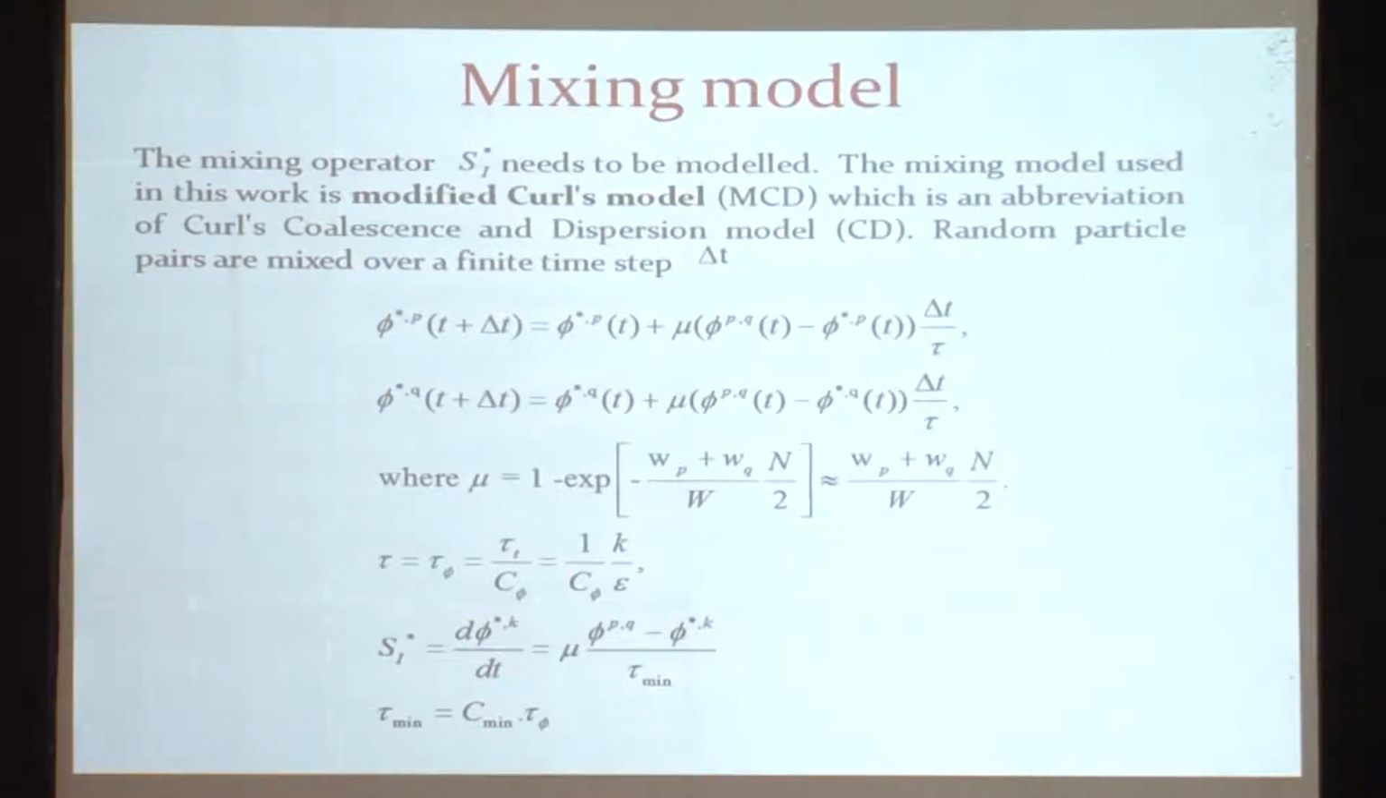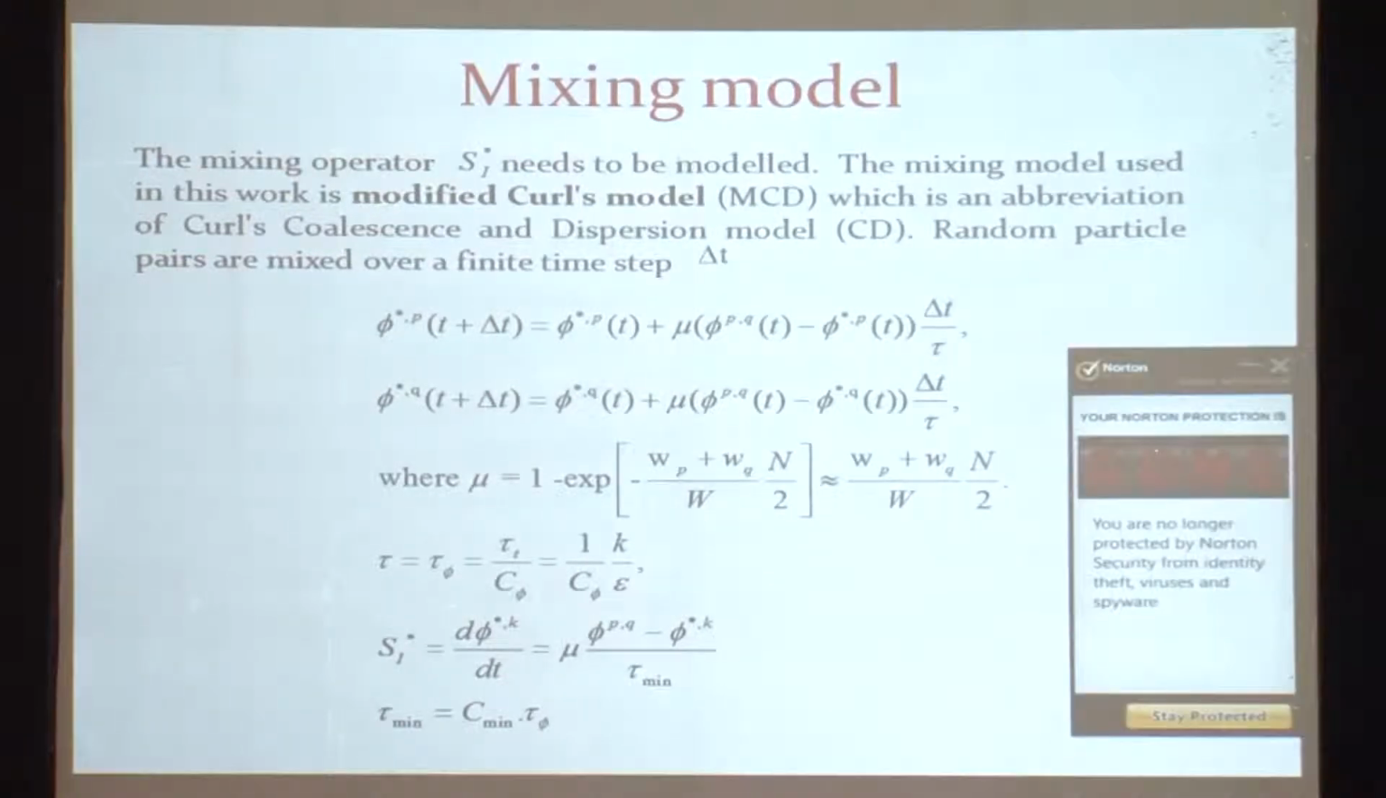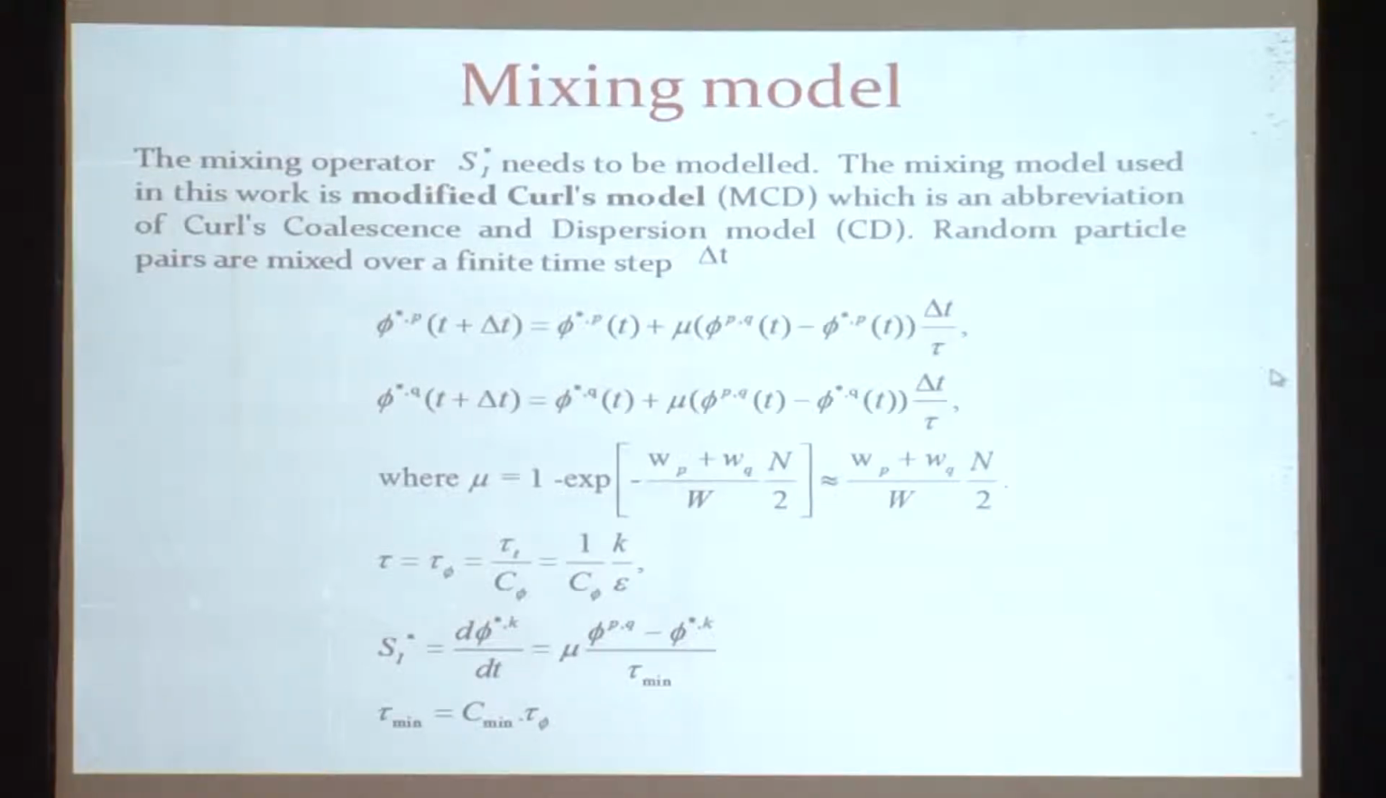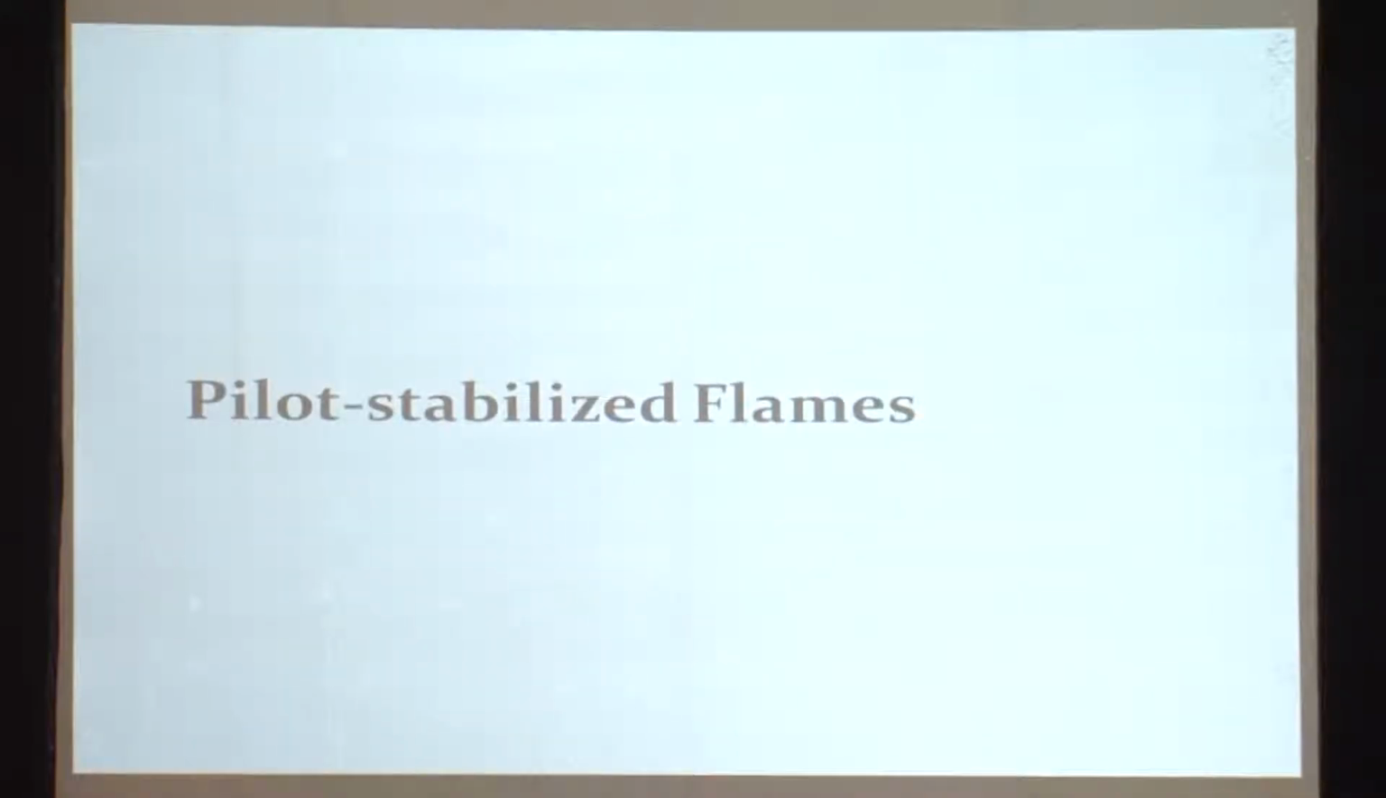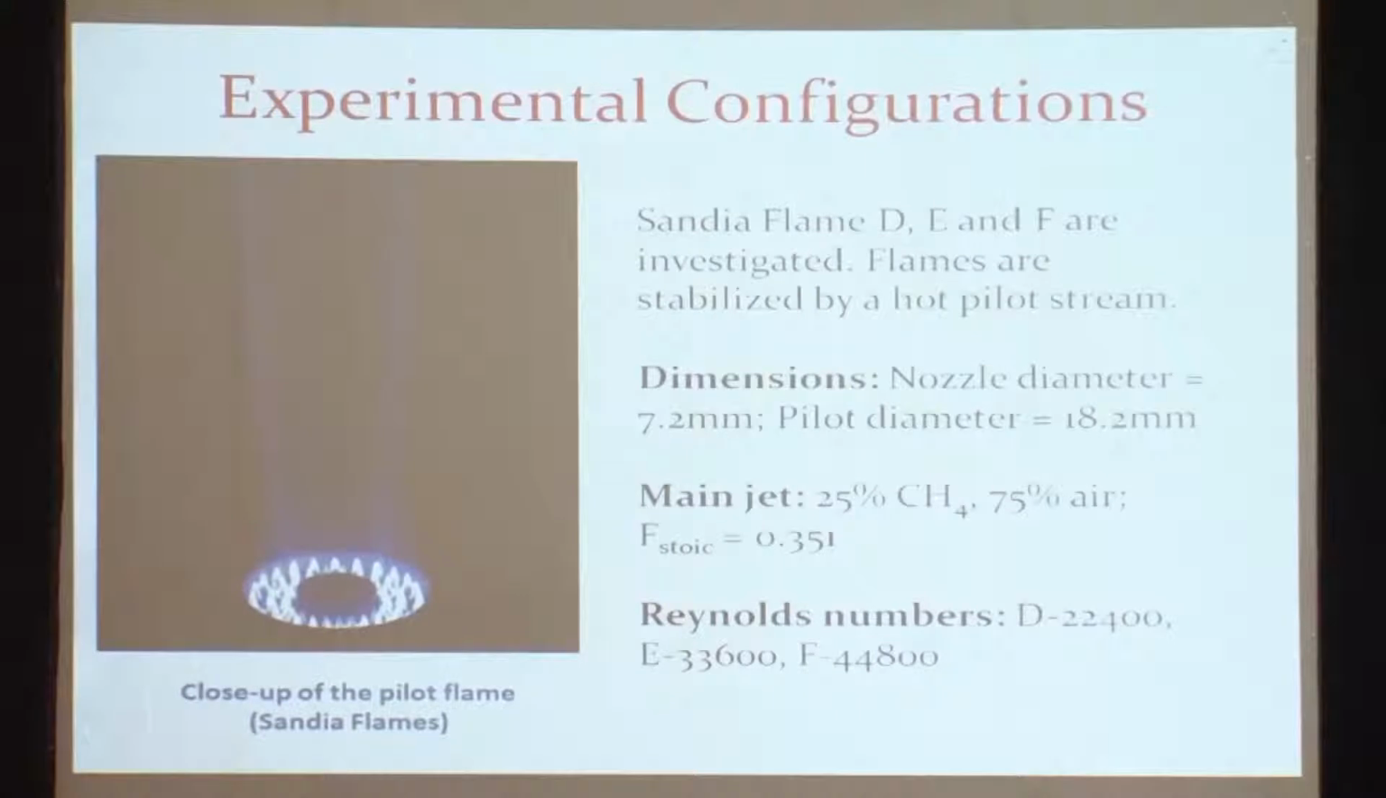Recent DNS results for homogeneous isotropic turbulence have proposed that the C min value be used as 0.5. We have done several studies with different constants so that we can get a very good estimate of different quantities. Now I am going to the results part. First I will start with the pilot stabilized flames. Here we have simulated the Sandia series, so D, E and F.